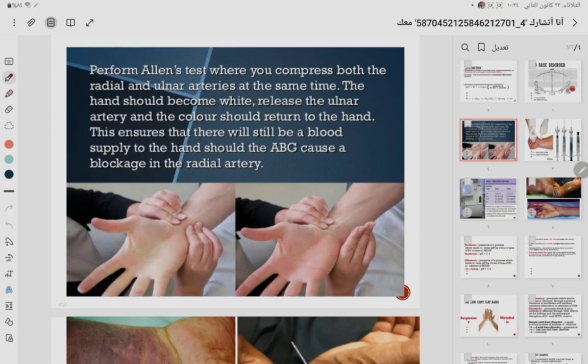Why is this important? Because when we do ABGs, we might develop an aneurysm at the artery, and if the patient does not have collateral circulation, they might have ischemia. Next. And that's what I was talking about.